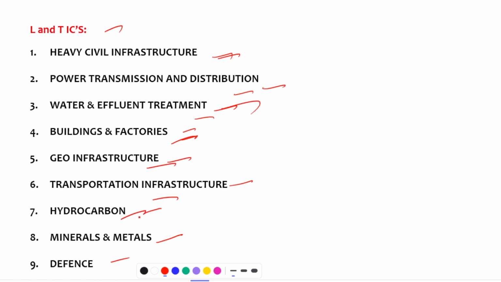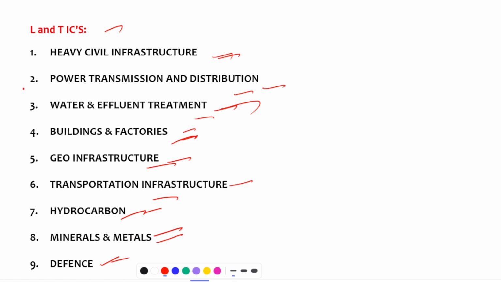Next, coming to the hydrocarbon, it is related to somewhat oil and gas. Next, minerals and metals deals with extraction of minerals and metals. Next, coming to defense, it deals with the border security services. And this is a brief about each and every IC in L&T.